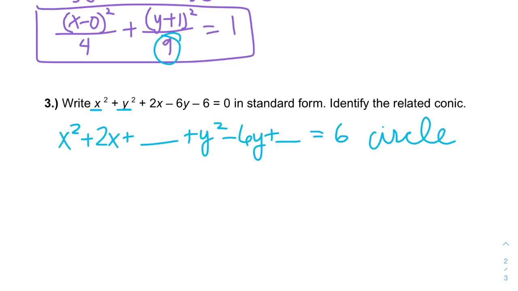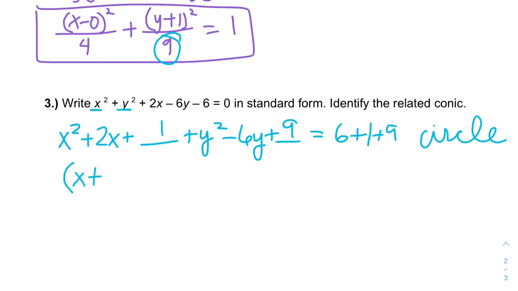Complete the square just by dividing by 2 and squaring that, we get 1. I can just put it in here. 1, and then negative 6 divided by 2 is negative 3, and you square that, you get 9. So what we need to do is we need to add both of those values, 1 and 9, to the other side. So this will become x plus 1 squared plus y minus 3 squared equal to 16.